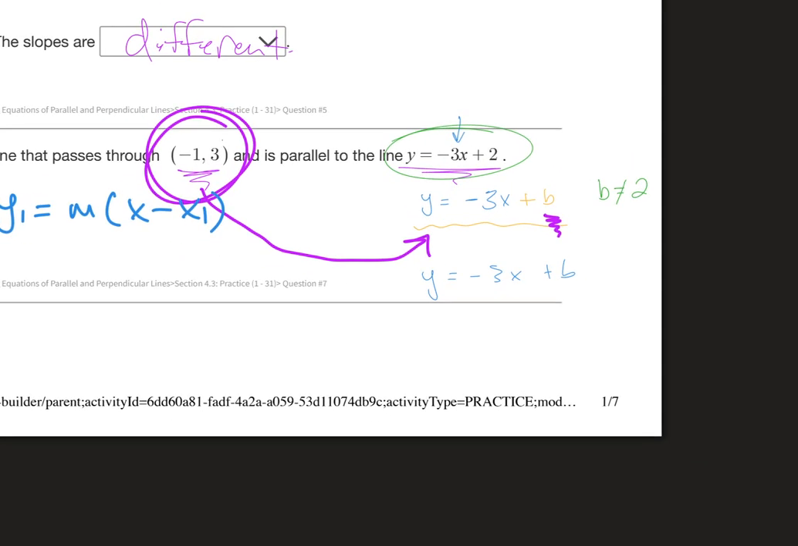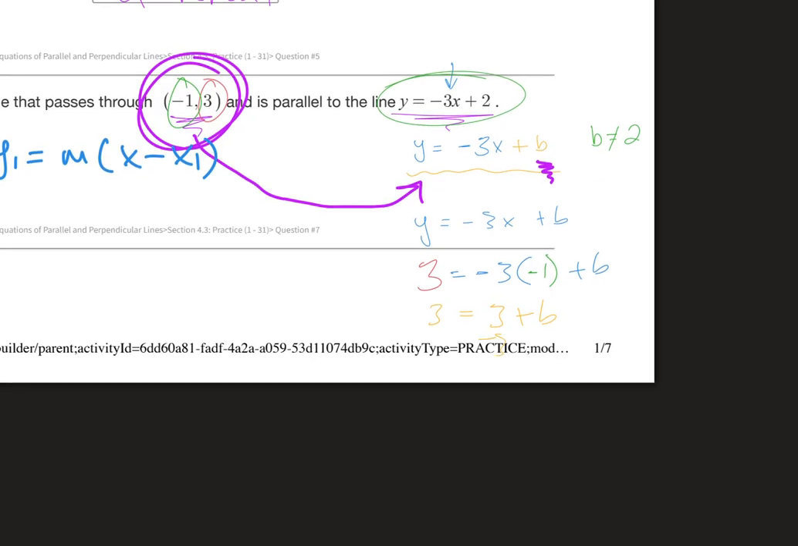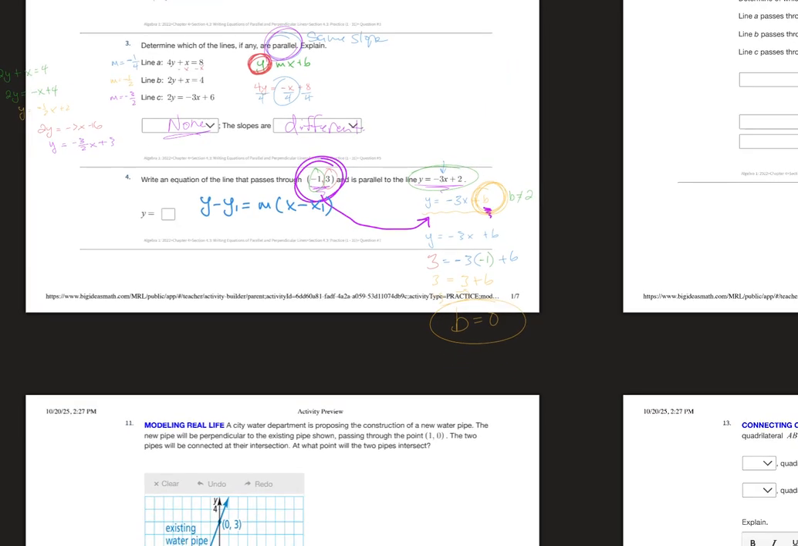So our y here is 3. 3 equals negative 3 times negative 1 plus b. This is 3 equals positive 3 plus b. Solving for this, we subtract 3, and we get that b equals 0. So really, this is 0. So we know the answer is going to be y equals negative 3x.